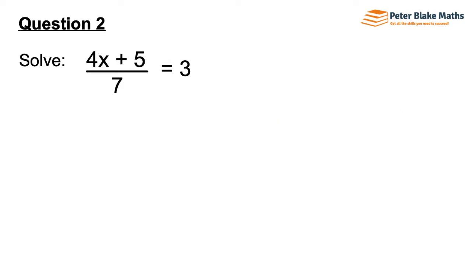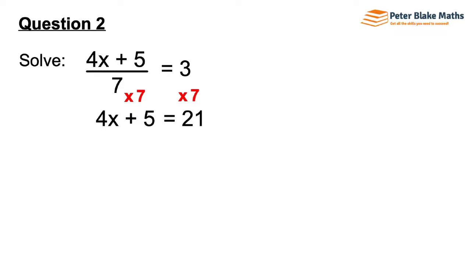So we say to ourselves, how do we move a 7 that's dividing? We do the opposite to both sides. So we're going to multiply by 7 on the left hand side and on the right hand side of the equation. Now dividing by 7 and multiplying by 7 cancel each other out. So on the left hand side, that leaves us with 4x plus 5. On the right hand side, we just do 3 times 7 makes 21.